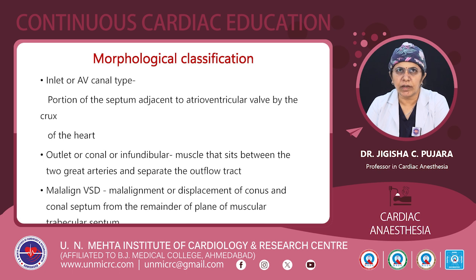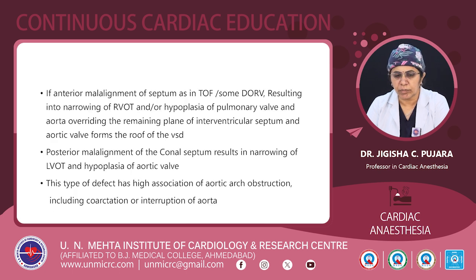These VSDs are called malaligned VSD. If there is anterior malalignment of the septum, as in the case of TOF or some DORV, it results in narrowing of the RVOT and/or hypoplasia of the pulmonary valve, and the aorta overrides the remaining plane of the interventricular septum, and the aortic valve forms the roof of the VSD. When there is a posterior malalignment of the conal septum, it results in narrowing of the LVOT and hypoplasia of the aortic valve. This type of defect has a high association with aortic arch obstruction, including coarctation of the aorta or interruption of the aorta.